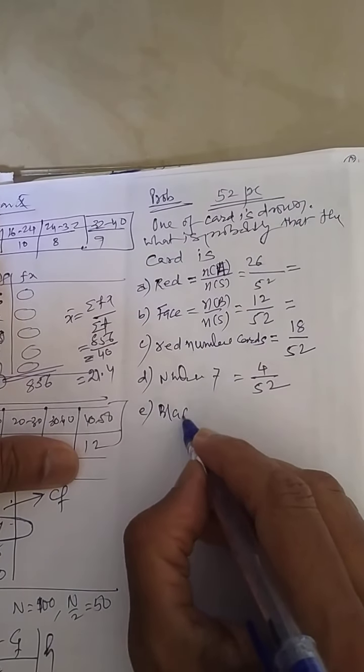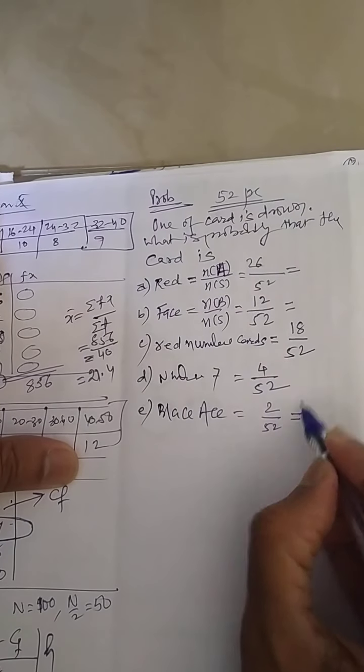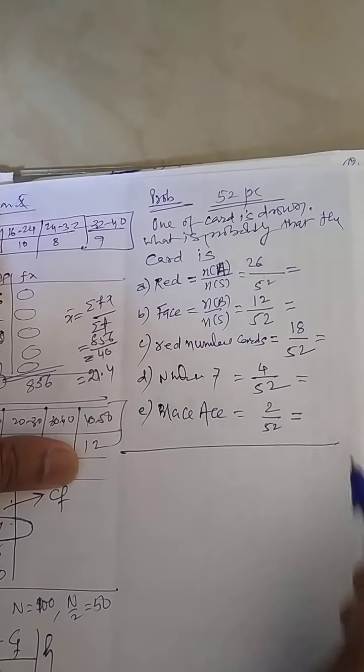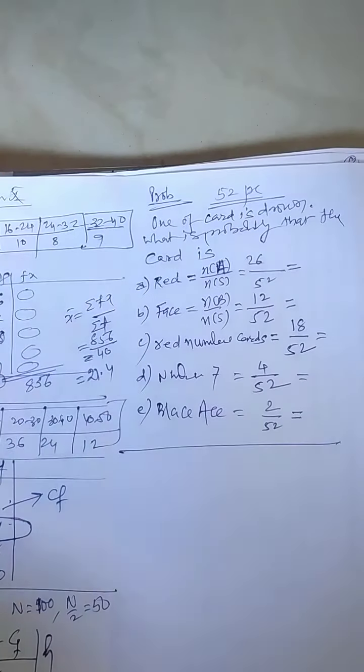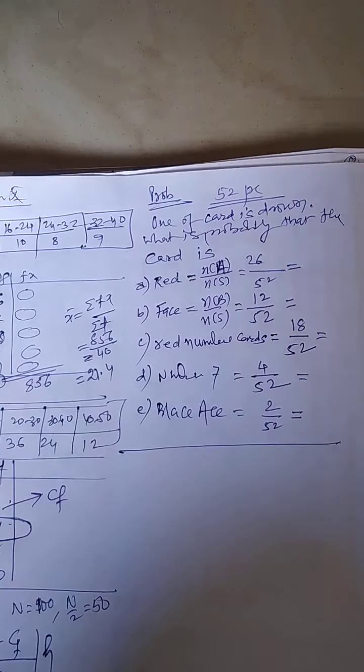Black ace card. So by simplifying all this, you can get the respective probability. That means you should be comfortable with the playing cards. One should be clear about what you mean by ace, what you mean by face card, number card, race card, and so on.